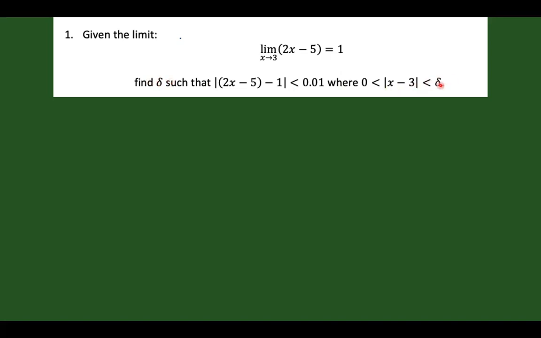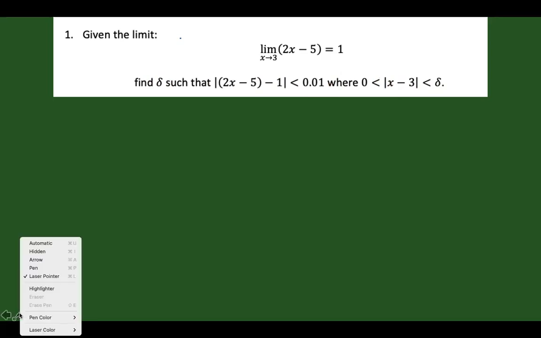For us to solve for delta, we need to find the absolute value of x minus 3. To do that, we will be using the given absolute value of 2x minus 5 minus 1, and we need to express this in terms of x minus 3. If that is the case, then we can find the value of delta. All right, so let's start solving.